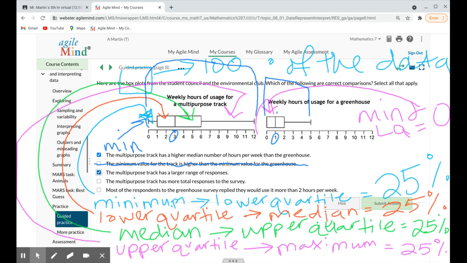Next one, the multipurpose track has more total responses to the survey. Do we know the number of responses? No, it doesn't tell us. It just gives us the data points. Correct. So a box plot does not tell us how many responses. It doesn't give us enough information to get our mean or our mode either. All right. So this would be wrong.